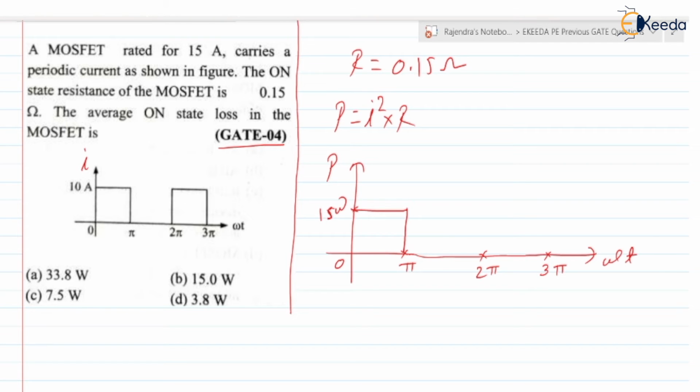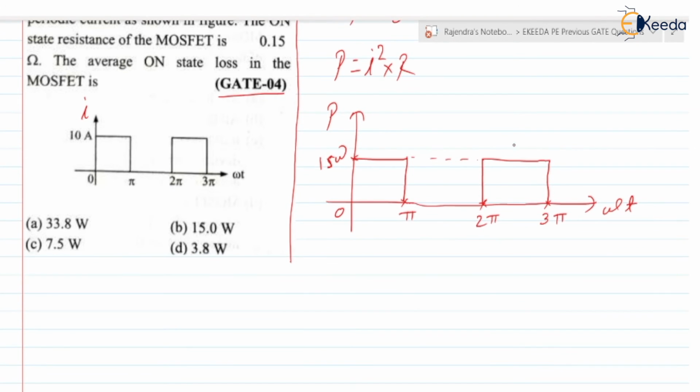Next, from pi to 2 pi, the current flowing through the MOSFET is 0. So I square into R, that is 0 square into 0.15, will be 0. So the power loss will be 0 from pi to 2 pi. From 2 pi to 3 pi, again the 10 ampere current will be flowing, so it is 10 square into 0.15, which again is 15 watt.